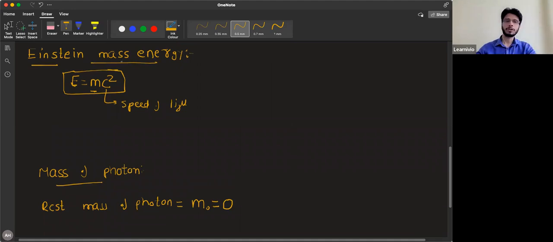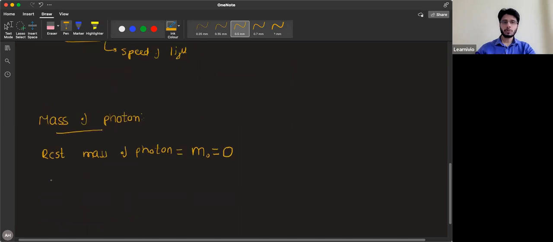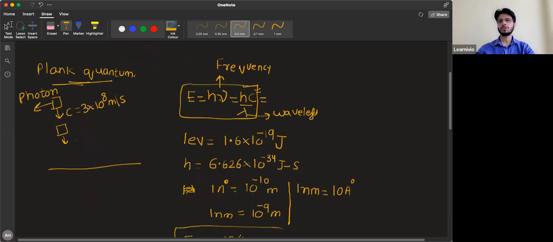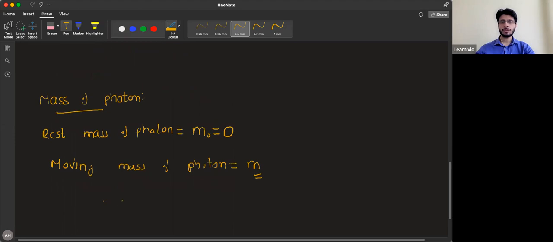Rest mass of photon is m naught, which is equal to 0. But when photons move, they gain some mass. So the moving mass of photon is m. To get the value of this moving mass, you can just equate these two equations, h nu and mc square, because both are energies. So when you equate them, mc square is equal to h nu.